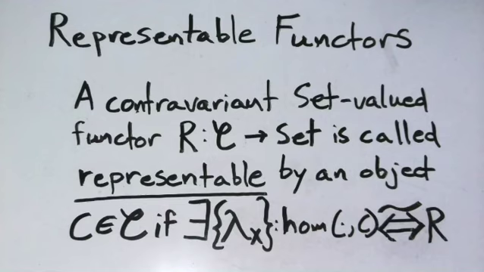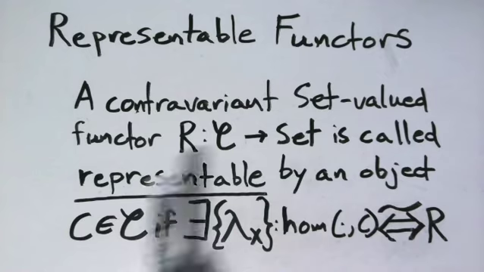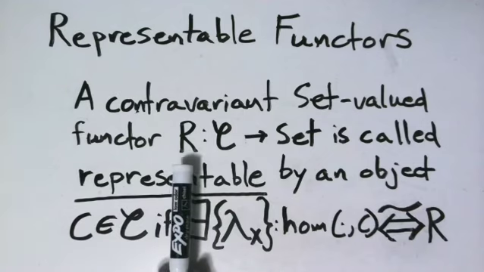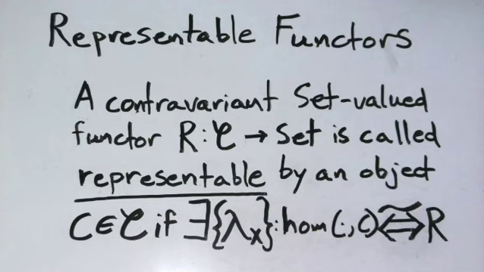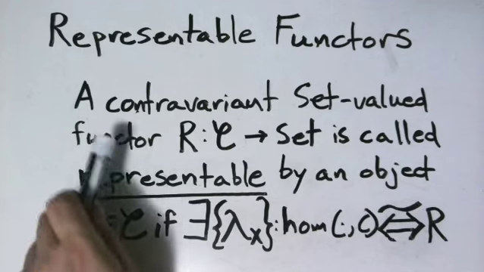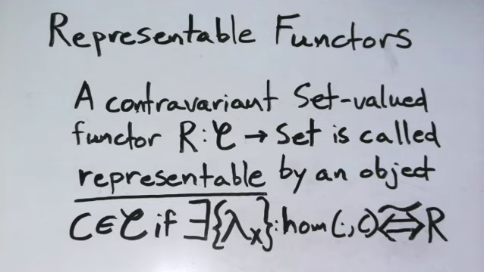In this video, we're going to look at an important type of functor called a representable functor. So a representable functor, first of all, is a set-valued functor. So we can see here we have a functor R going from the category C to the category of sets. And we have it stated as contravariant, but there's a covariant formulation as well for this definition, which we can look at as well.